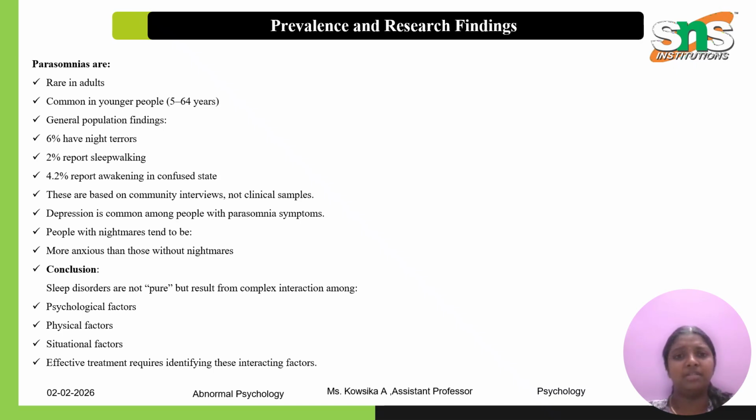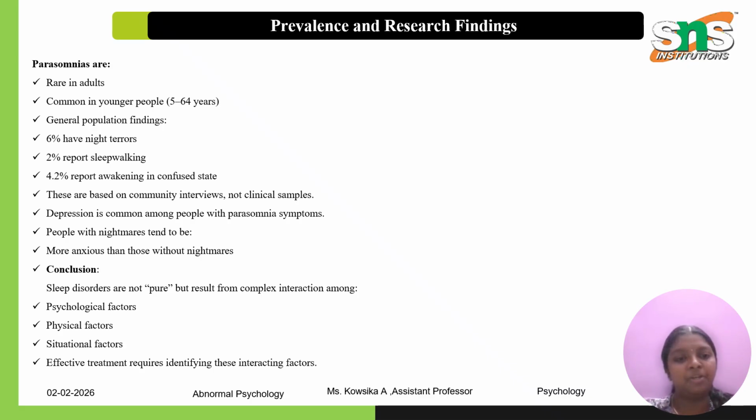What are the prevalence and research findings telling us about these parasomnias and sleepwalking disorder? Parasomnias are rare in adults, though sleepwalking is common from ages 5 to 65, from children to the elderly. In the general population, 6% have night terrors, 2% report sleepwalking, and 4.2% report awakening in a confused state, without proper orientation. These are based on community interviews, not clinical samples.